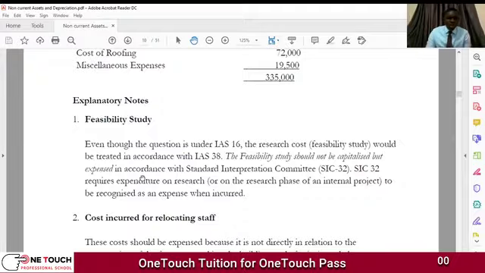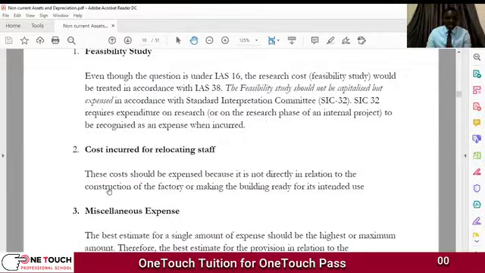Good. Now, cost incurred for relocating staff. This cost should be expensed because it is not directly in relation to the construction of the factory or making the building ready for its intended use. So we are not including it because that cost was expensed, not in direct relation to the construction of the factory or making the building ready for its intended use.